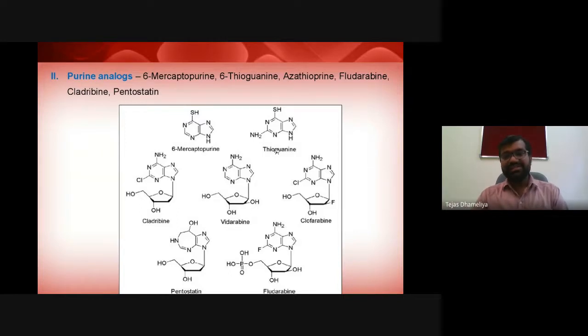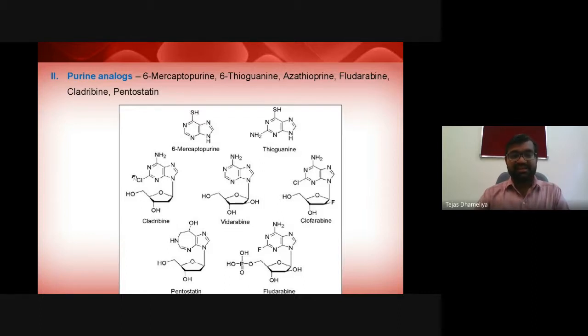6-mercaptopurine, 6 amino, basically 6 thio, 2 amino, maybe 4, 6-mercaptopurine, yes, 1, 2, 3, 4, 5, and 6. So that way they are given the names.